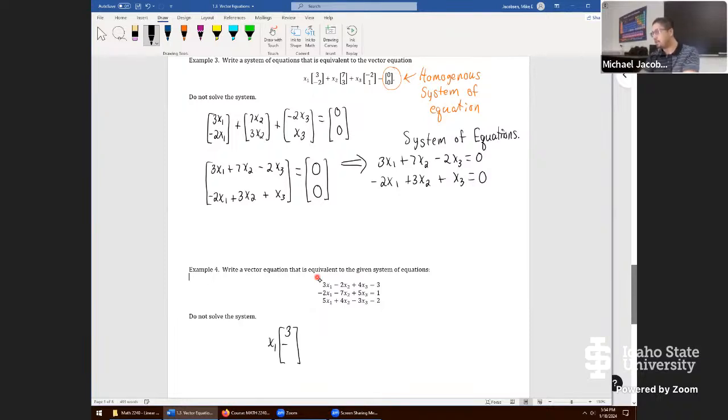So 3, negative 2, 5, and now it's pretty much rinse and repeat. There has to be a plus right here. But after that, go x3. x3 multiplies, so nothing in the middle. We use juxtaposition to indicate the scalar multiplication right there. Now pull coefficients, -2, -7, 4, and I did make a mistake there.